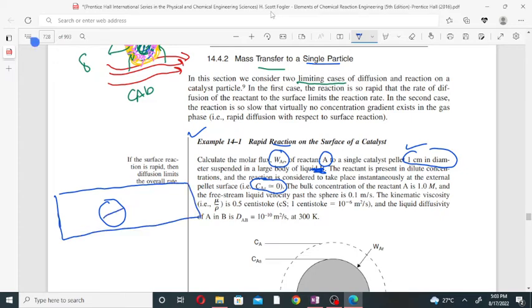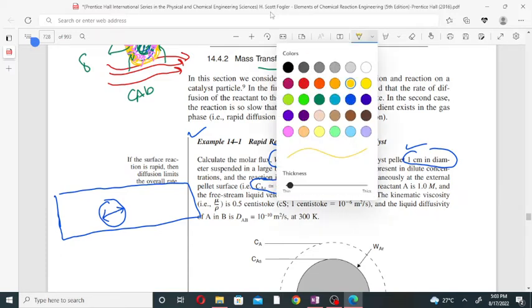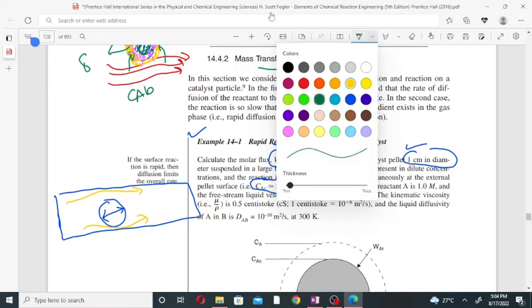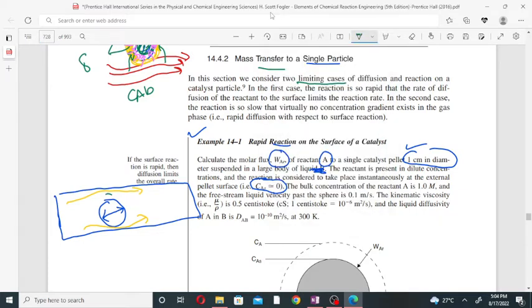The diameter of the catalyst is given to us. This is the diameter, which is 1 centimeter. The component A, this is the catalyst particle, and this is the liquid which is flowing around the catalyst particle. The liquid flowing around the catalyst particle forms the hydrodynamic boundary layer around the catalyst particle.